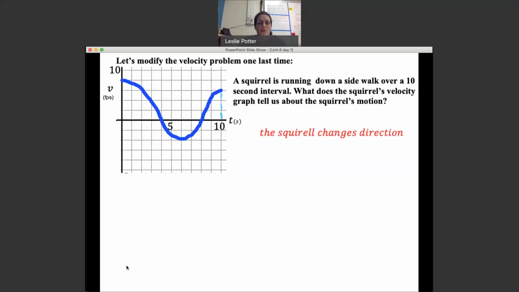Okay, so we know the squirrel changes its direction. If we're going to call this running away, then this is going to be running towards, and then the squirrel's going to change direction and run away again. So it's going to be like away and towards and away. Squirrels do that, right?